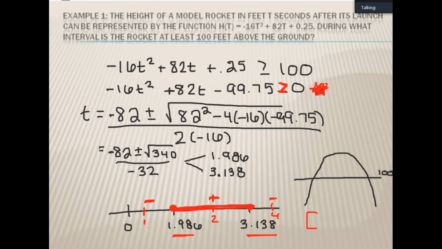3.138. If you write it in bracket notation, then it is a bracket and not a parenthesis because it includes the endpoint. So it is a bracket and not a parenthesis. It is closed circles at those endpoints if you graph it on a number line.